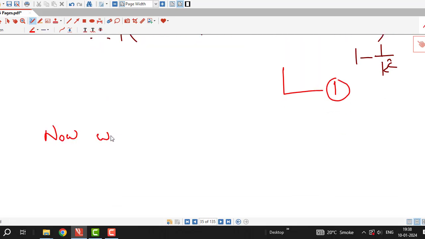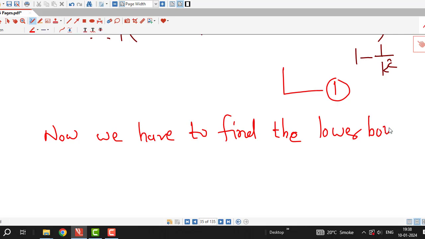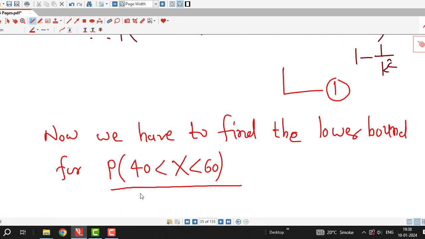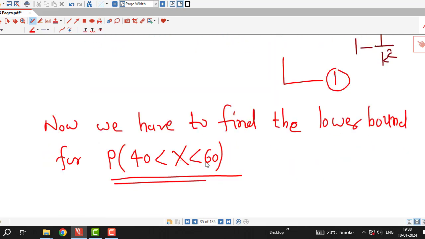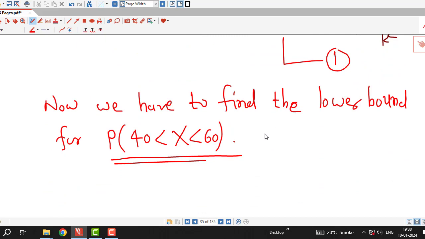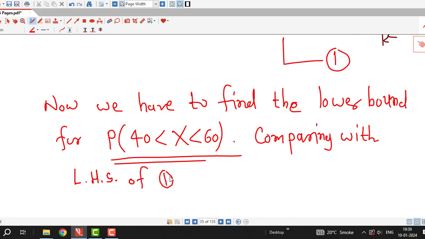Now we have to find the lower bound for this probability that capital X lies between 40 and 60. So now we compare this probability, or this event 40 less than X less than 60, with this event. We compare this with the left hand side of inequality 1.